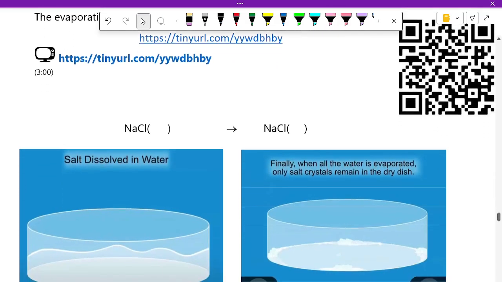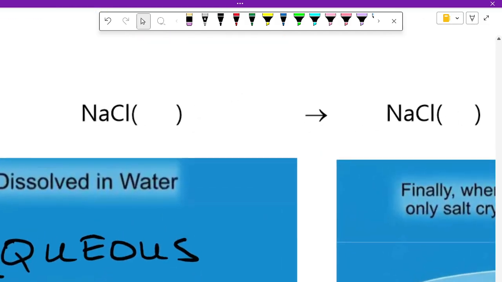So if we have salt dissolved in water, what state of matter is that? That is aqueous. So what we would do is we would write NaCl, which is the formula for salt, and in brackets beside it, we would write AQ.